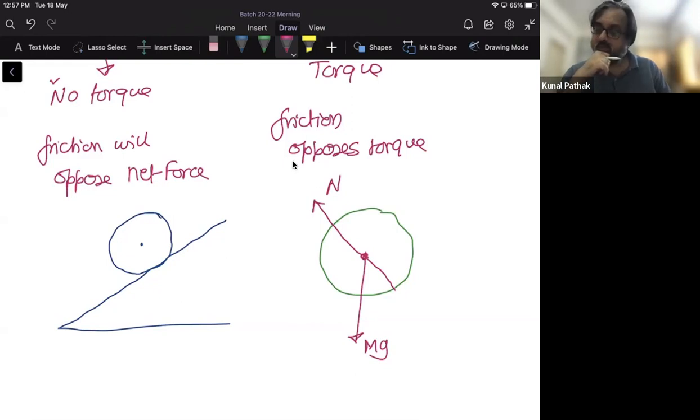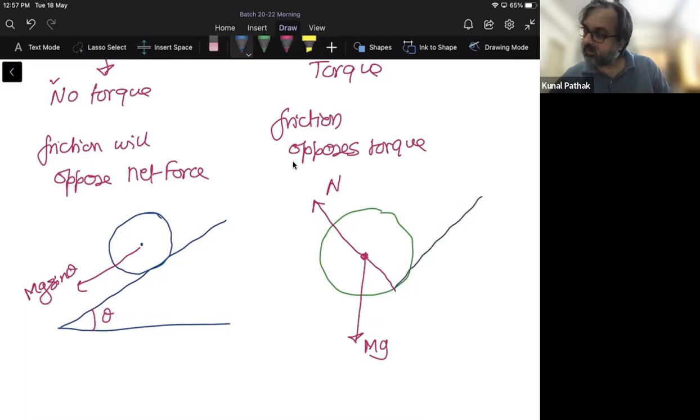So therefore, there must be a net force, and if you keep anything on an inclined surface, there is a component of mg acting downwards. Remember, it is mg sin theta. So in the absence of friction, there will be a net force down the incline, and it will simply slide down the incline. Therefore, friction must be opposite to this force.